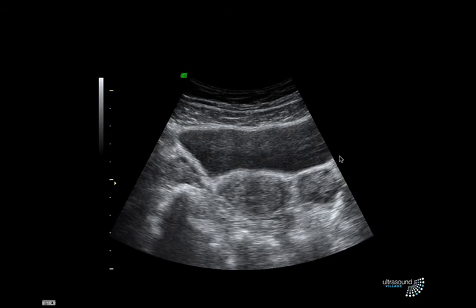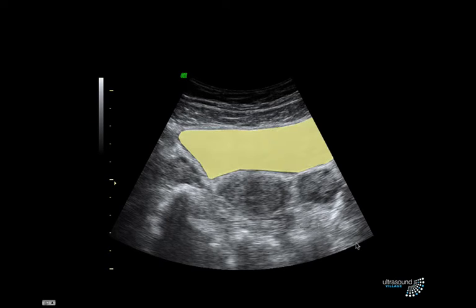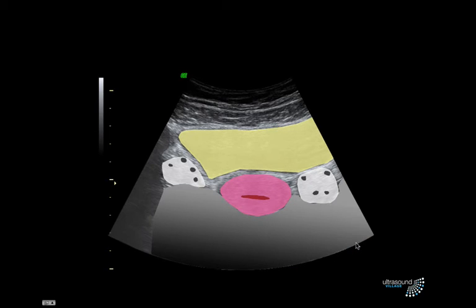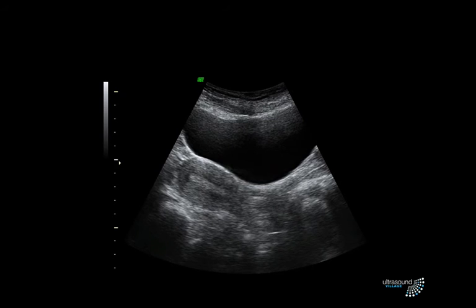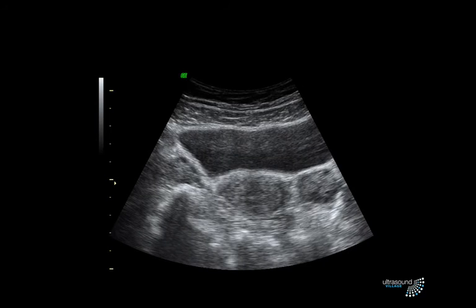Longitudinal, transverse, uterus, ovary, ovary, bladder in front, bowel behind. Bladder, uterus with endometrium, and ovaries with bowel gas behind. Longitudinal, slice across, transverse.